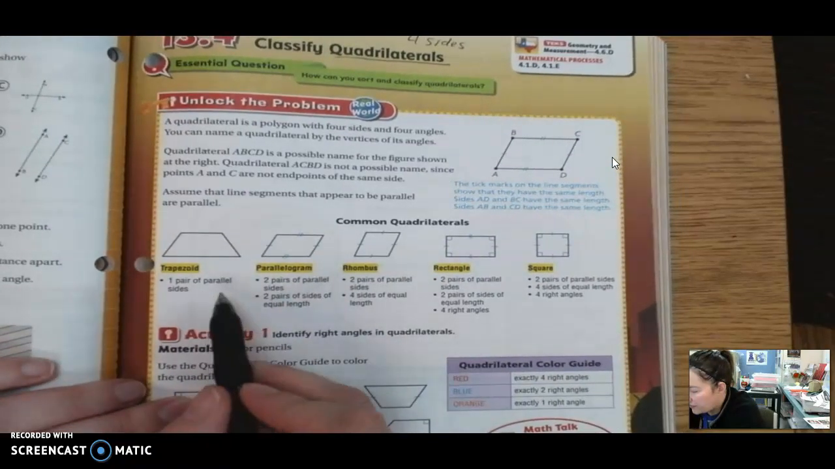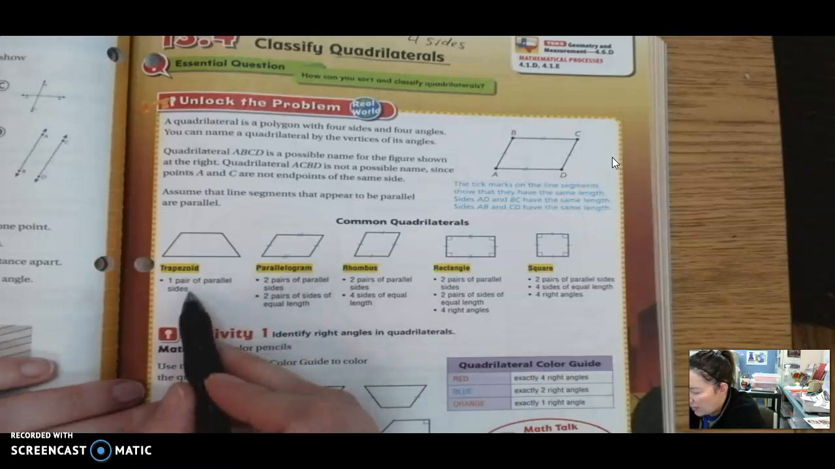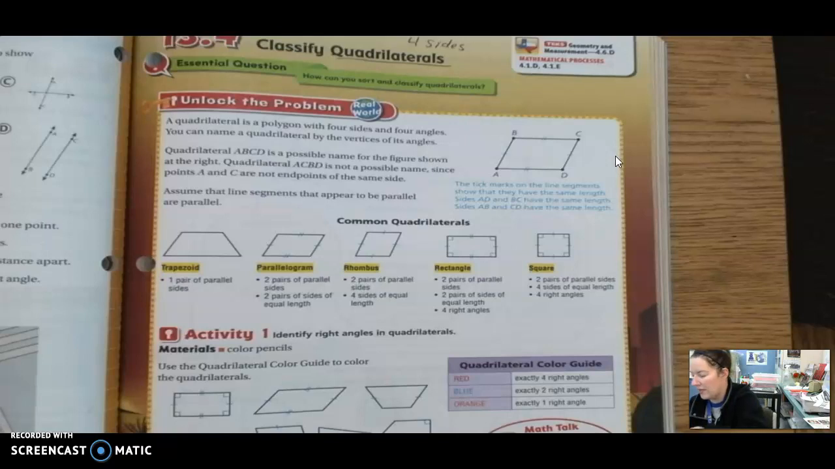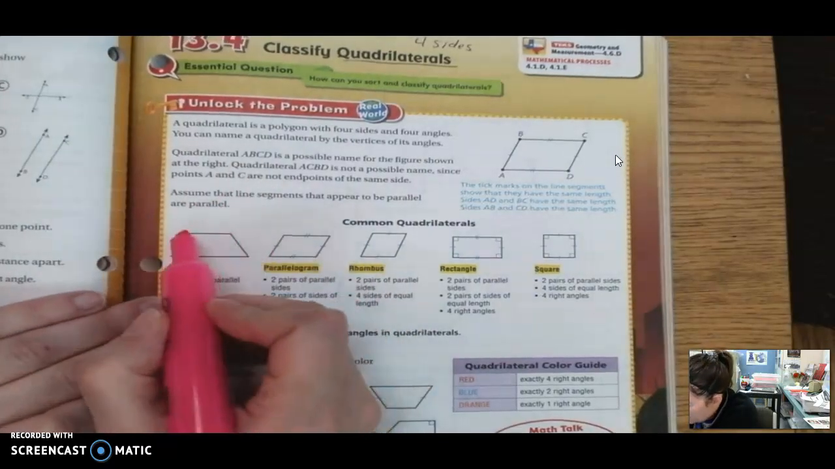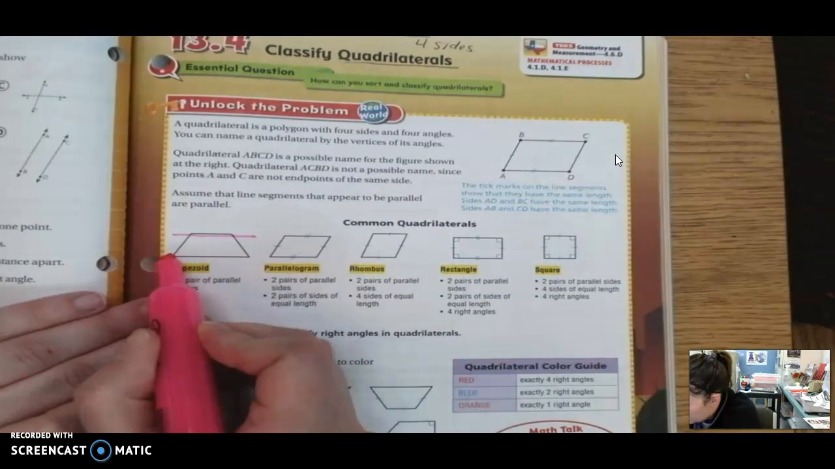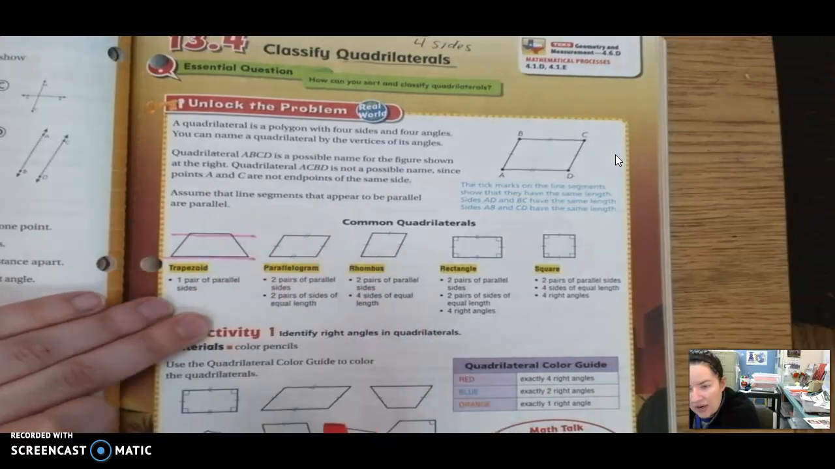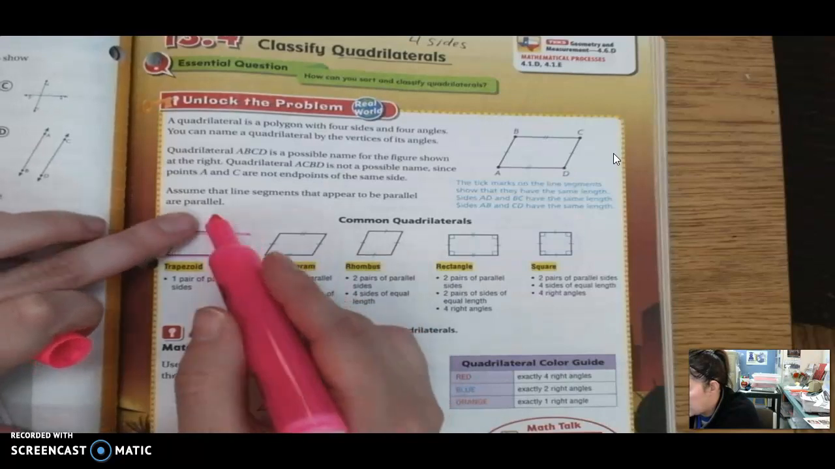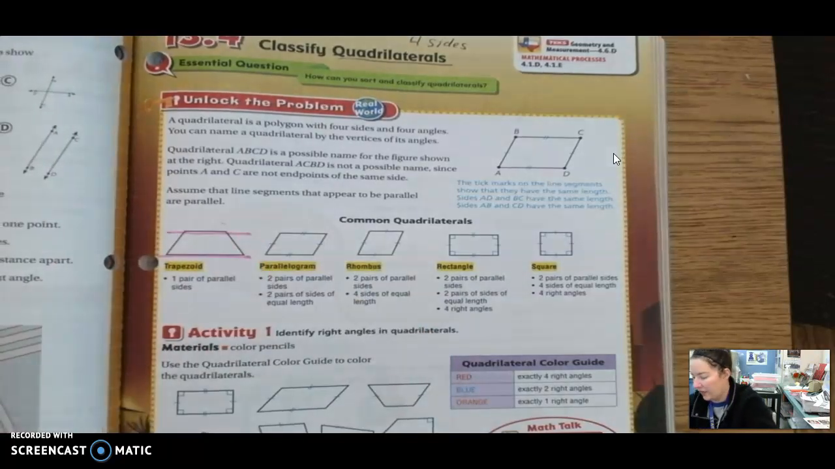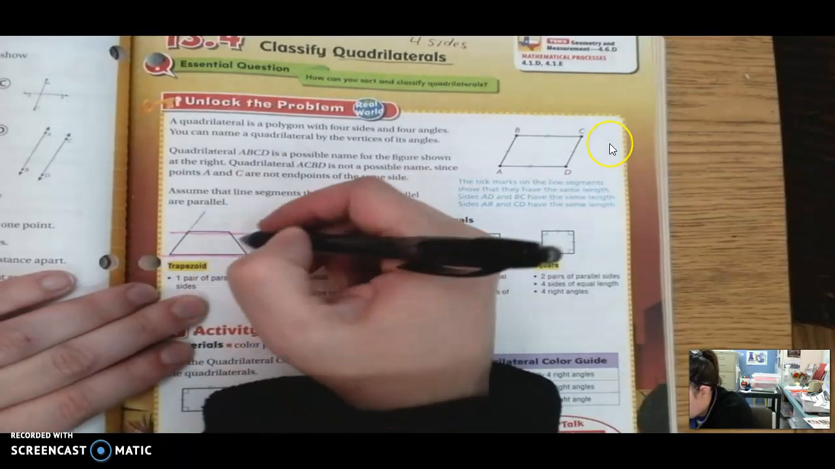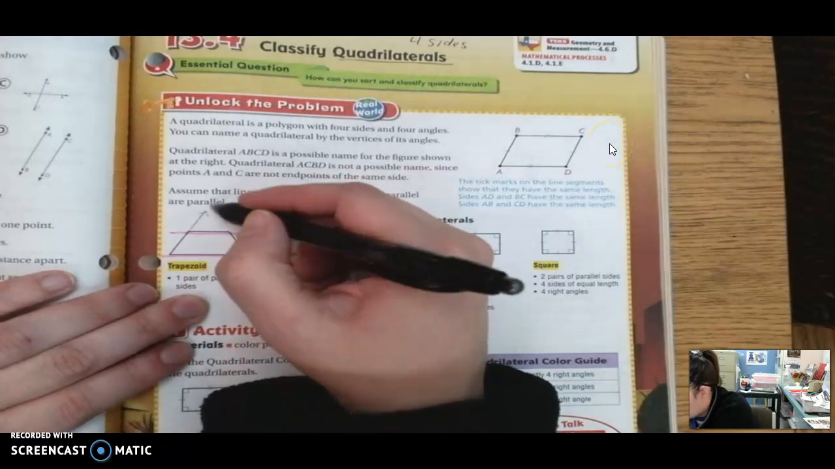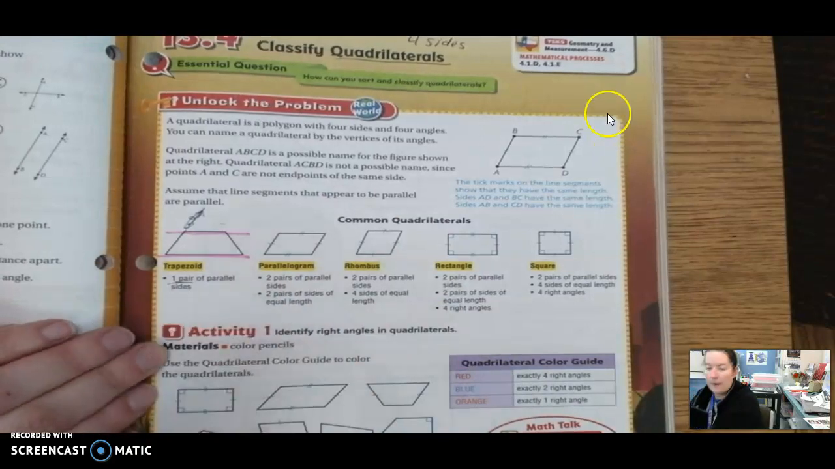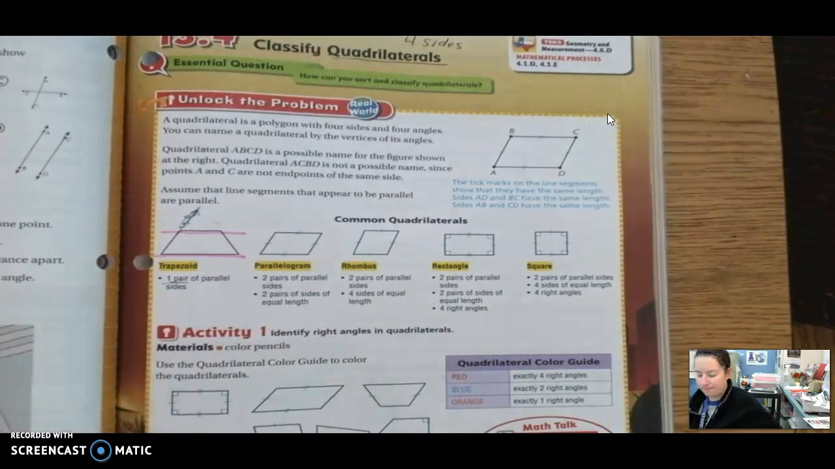So here we go. We have a trapezoid, which has 1 pair of parallel sides. So the parallel lines, right, for this case are here. These two lines are never going to touch. Those are parallel. These two lines would touch if you extended them, if you kept them going, they're going to run into each other. So a trapezoid has 1 pair of parallel sides.